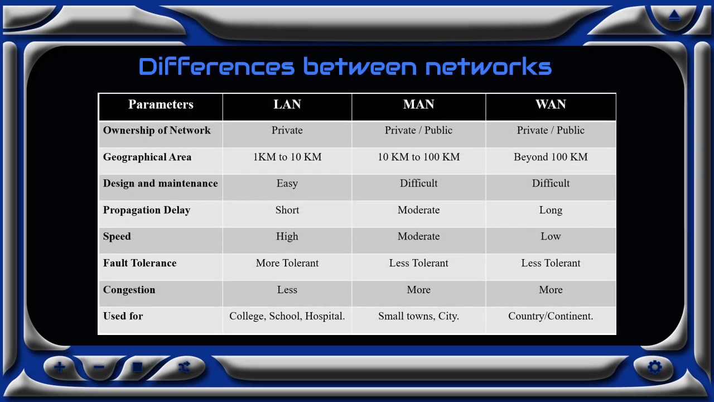These are the differences between networks LAN, MAN, and WAN. As you can see, they have different area of coverage, design and maintenance, propagation delay, speed, fault tolerance, congestion, and usage. Each of these networks has its own purpose for usage.